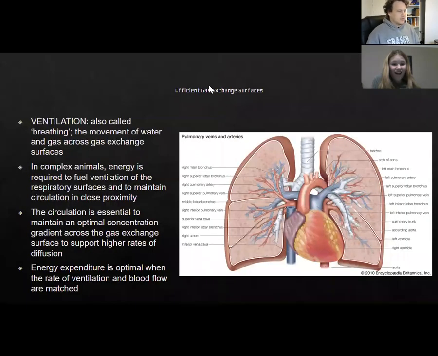So ventilation refers to water moving over or across a gas exchange surface. And this energy is required to fuel the ventilation of the respiratory surfaces. So when we breathe in, we're actually using energy. So we're using energy to produce energy.